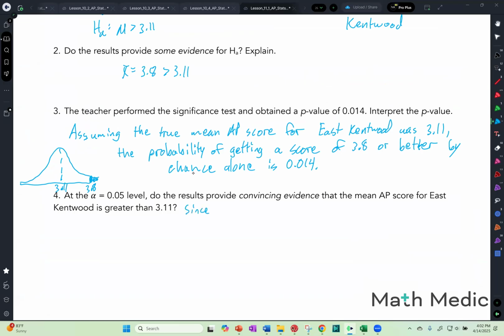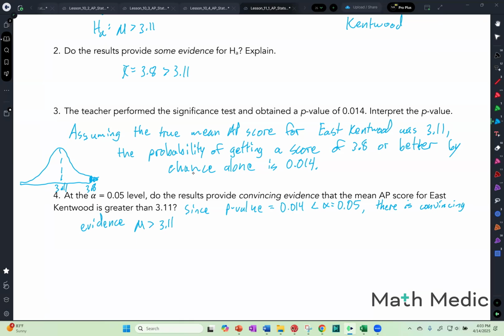Since the p-value of 0.014 is less than alpha of 0.05, there is convincing evidence mu is greater than 3.11.